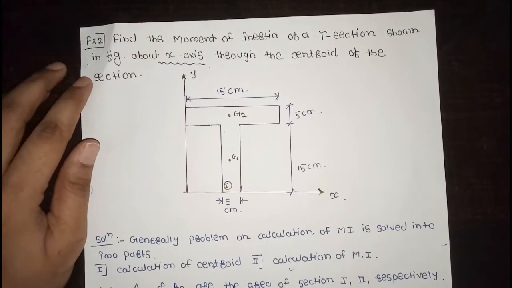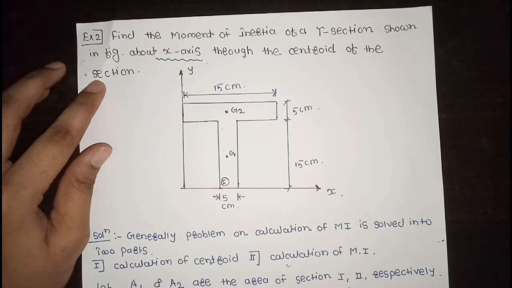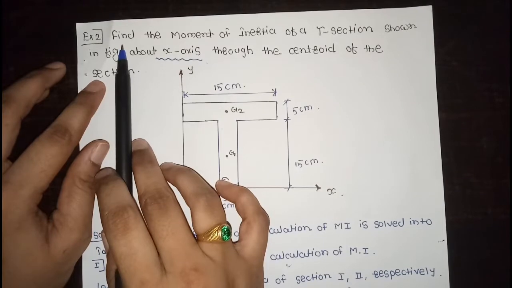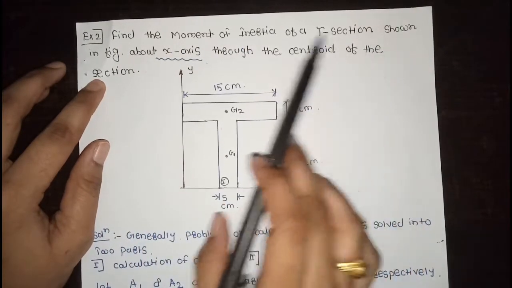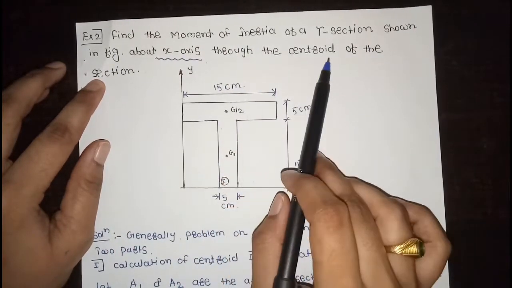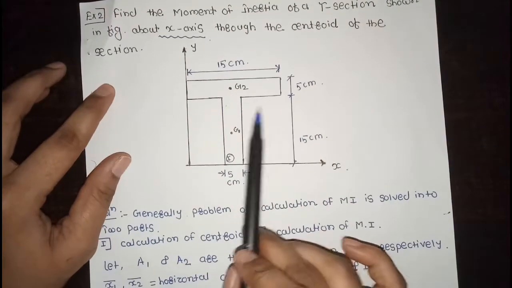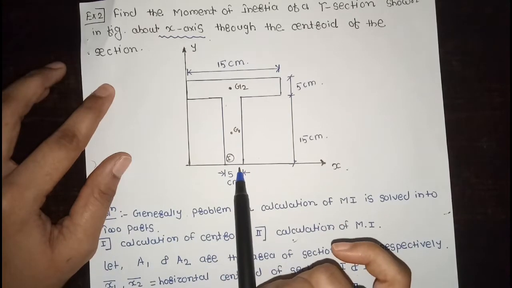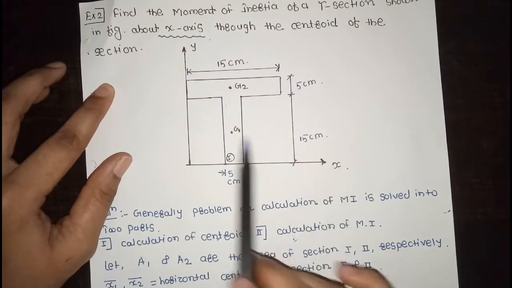Hello everyone, today we will see the numerical based on moment of inertia of T section. So first example: find the moment of inertia of a T section as shown in figure about x-axis through the centroid of the section. This is the T section, this is the flange, and this is the web section with reference axis y and x.